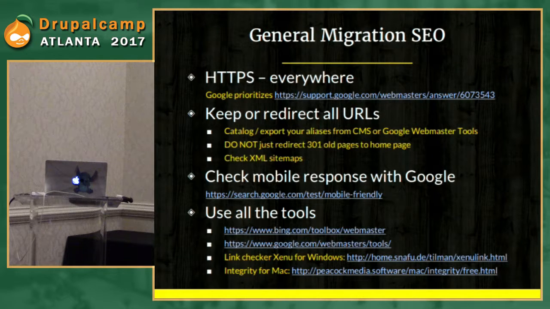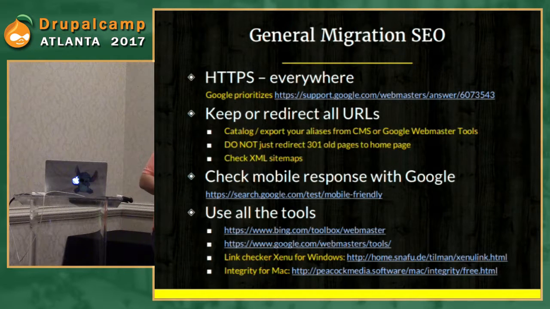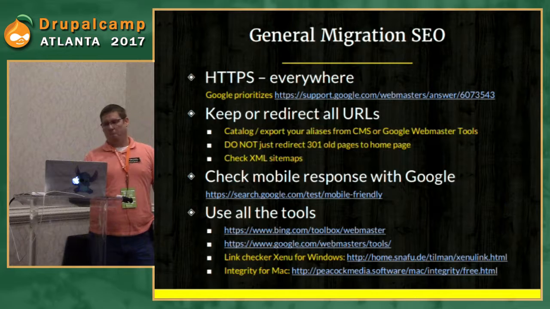So the Google and Bing web tools, Xenu Link Sleuth is a great way for you to catch anything really, really quickly before Google indexes you, and that's for Windows. Integrity is a Mac version doing the same thing. It just does link checking, lost assets, unlinked stuff, everything.